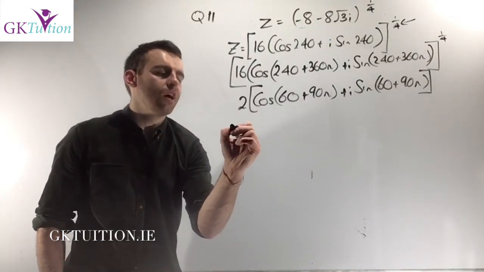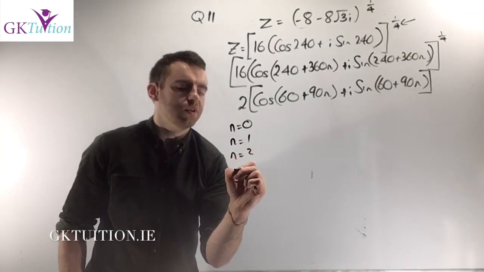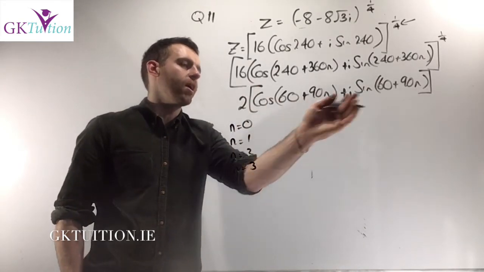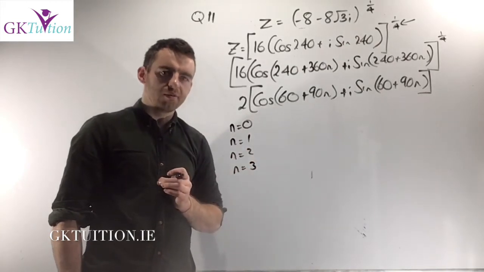But obviously the most logical values to sub in are n equals 0, n equals 1, n equals 2 and n equals 3. We're going to sub in each of these values for n, and then we're going to multiply it out, and we're going to get 4 answers in rectangular form.